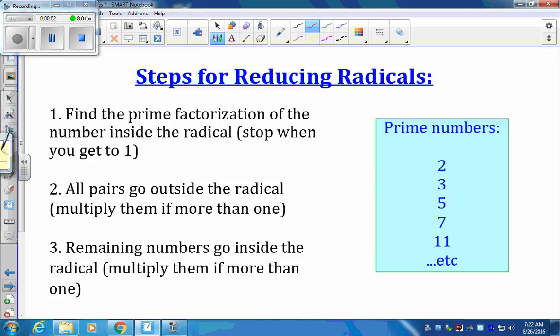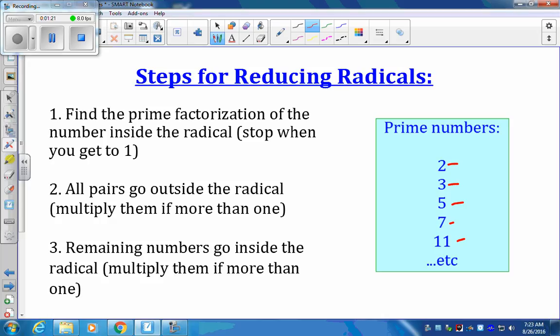So here are the steps that we are going to use. All right, step number 1 is find the prime factorization of the number inside the radical. Okay, so what we're going to be doing is dividing it down into all of its prime numbers. Remember, prime numbers are any number that can be divided by just 1 and itself. So I've got 2, 3, 5, 7, 11, and we can go higher. 2, 3, and 5 will be the most common ones that we'll see in this, but of course, any prime numbers we can work with.